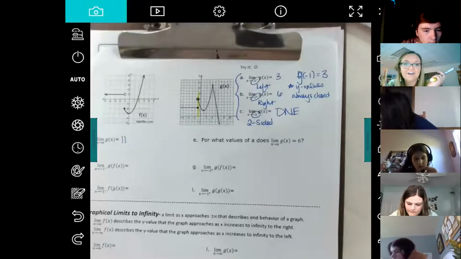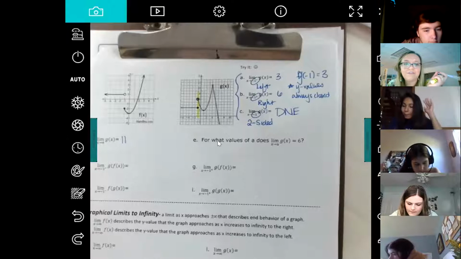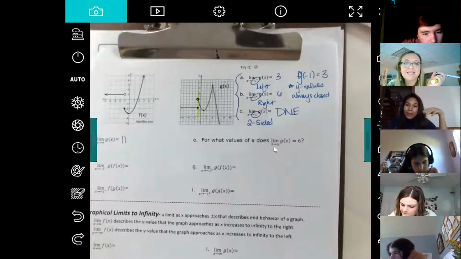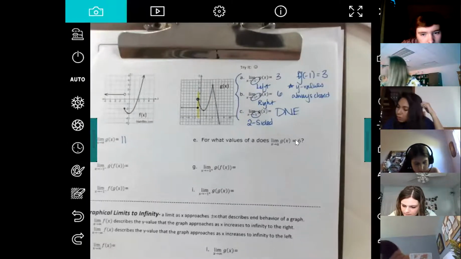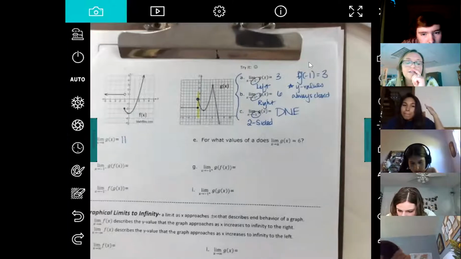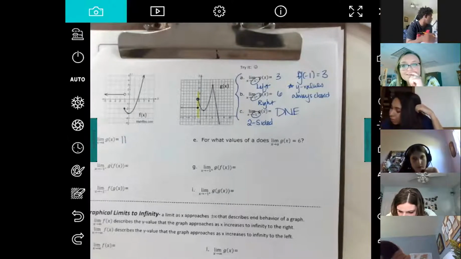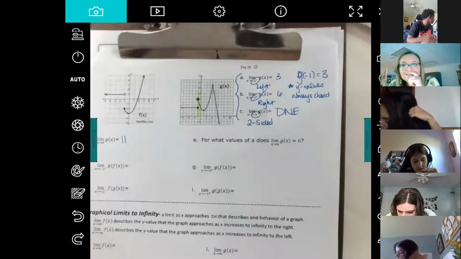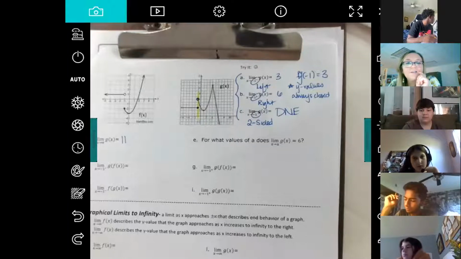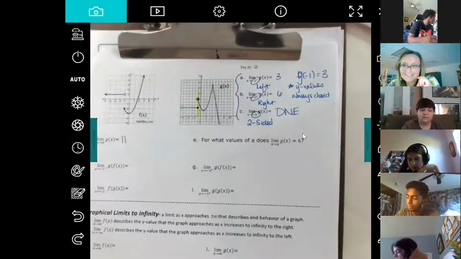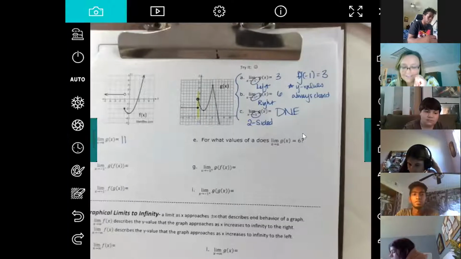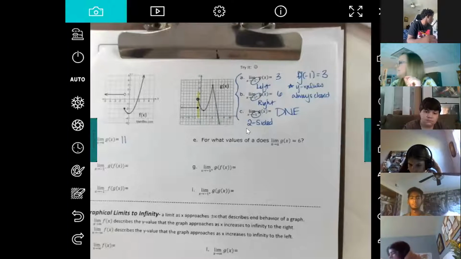We got a tricky one here. Anybody want to volunteer on E? The question is, for what values of A does the limit as x approaches A equal 6? Any volunteers, just unmute yourself. What are we looking for there? When the y value is 6, right? Would that be 3? When the y value is 6, like when it approaches the x? Yeah. You're looking for the x value when it equals 6 from both sides. That's right. From both sides, I need the y value to be 6.